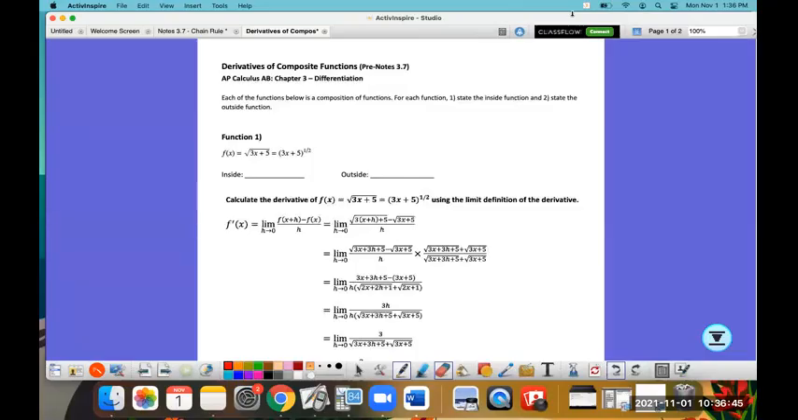Okay, so first thing that we're gonna do before we actually do the notes today is look at different derivatives of composite functions. So this is pretty much, let's make a prediction and then we'll take the notes after we figure out what the relationship is. This just seems easier than having you guys take notes with all of this stuff.